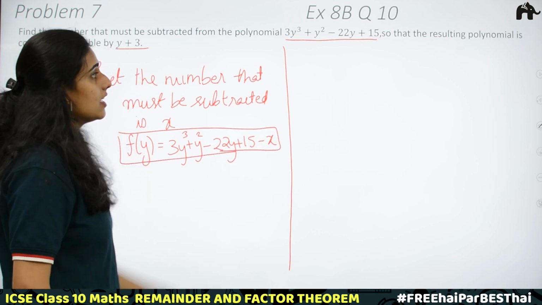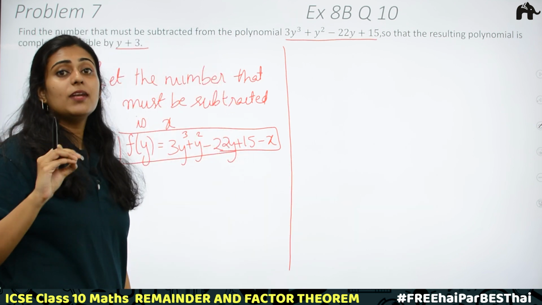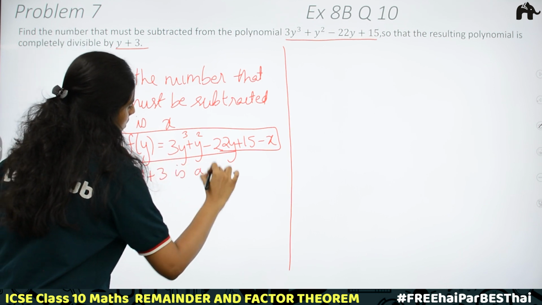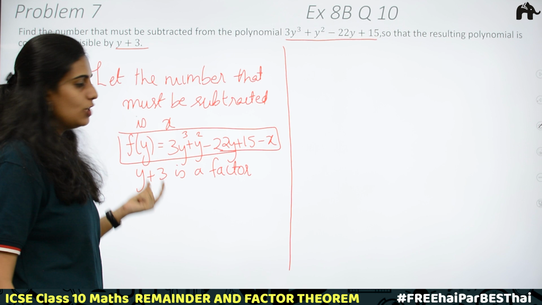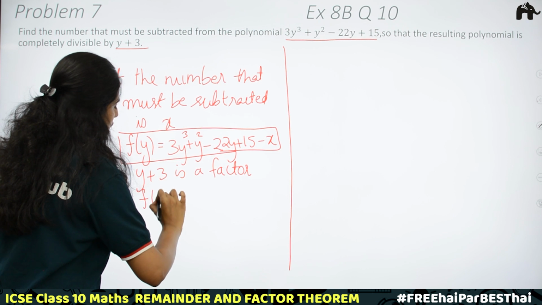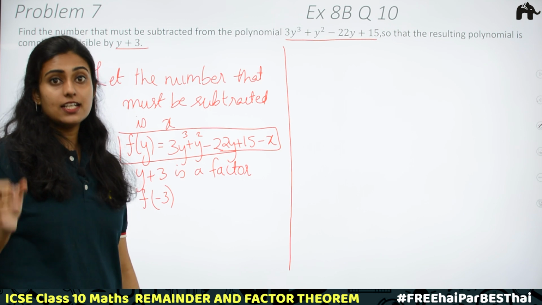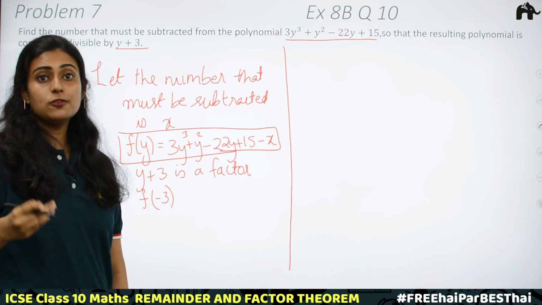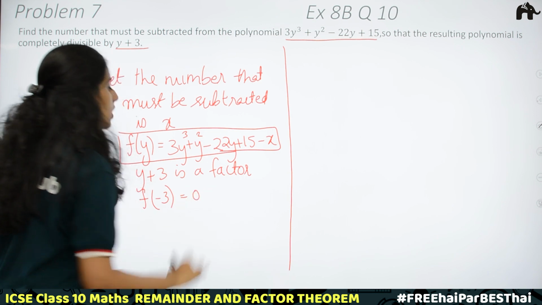Now it is given that resulting polynomial expression is completely divisible by y plus 3. What is completely divisible? Completely divisible means y plus 3 is a factor. When you divide this expression with y plus 3, you will be getting remainder 0. Okay. That is, x minus a is the factor if f of a is equal to 0. Here we have y plus 3, which means we have to find f of minus 3. Therefore, f of minus 3 will be equal to 0.